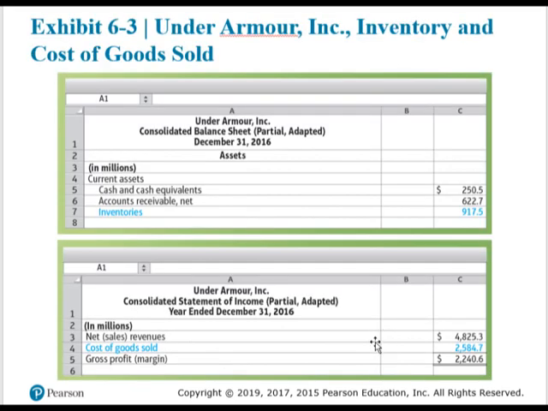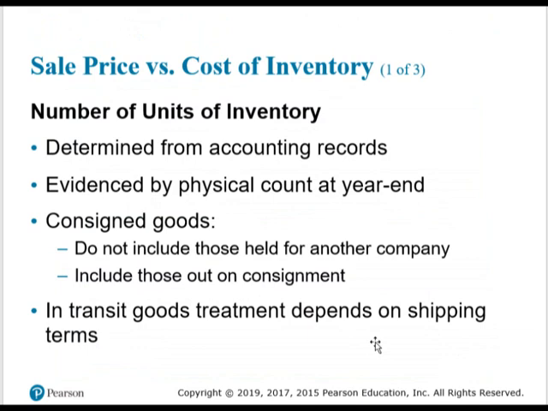What should be included in inventory? A physical count is normally taken once a year to determine the accuracy of the accounting records. Anything on consignment, if it's yours, you count it. If it's not, you don't. If goods are in transit, it depends on the shipping terms.